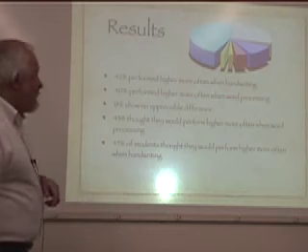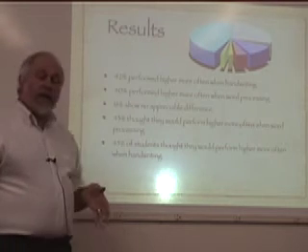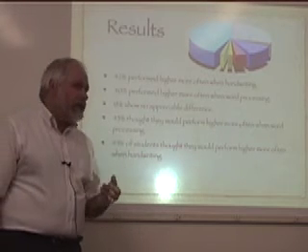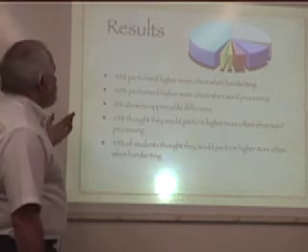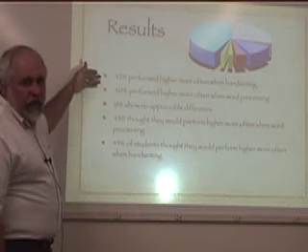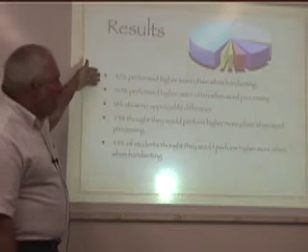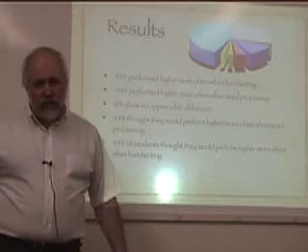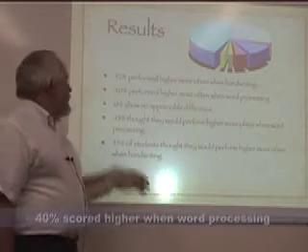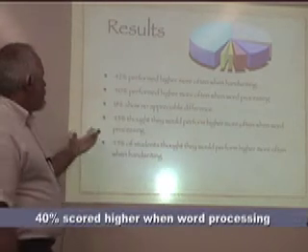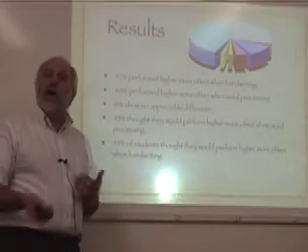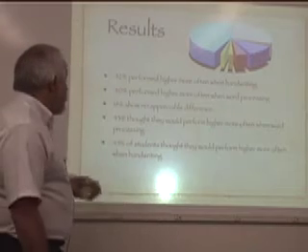And now we get to our results. When looking at the spreadsheets that we created and the data tables, and when crunching the numbers, we found out that it was pretty much an even split. 42% of our students performed higher, by and large, overall, when handwriting their pieces. 40% performed higher, more often, when word processing. 18% of our students showed no appreciable difference at all. It really didn't matter for that 18%. Overall, they continually scored the same, no matter whatever mode of composition they were using.